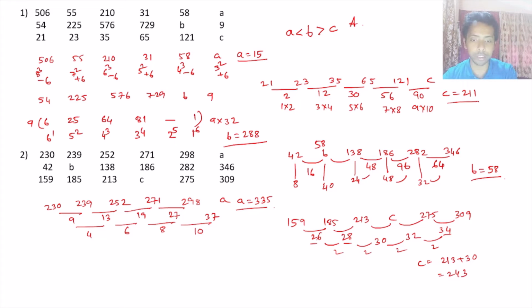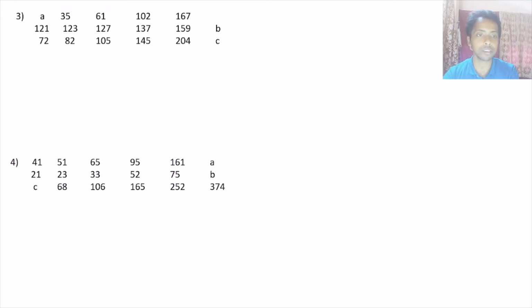So A is 335, B is 58, C is 243. So the relation is like A greater than B, B less than C. This is it. I hope you understood it. Moving to next.